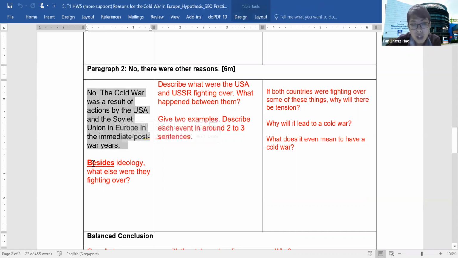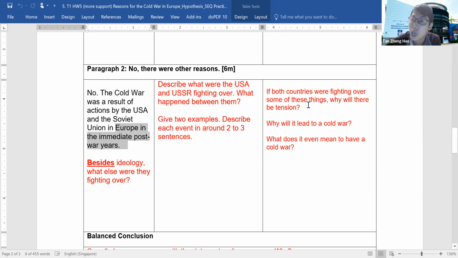So I want to add on a little bit. Besides fighting over the different ideology, were there other things they were fighting over? The USSR and USA, what were they fighting, especially in the immediate post-war years? At that point, maybe it was not so much about ideology, but they're fighting over things like territories. They're fighting over things like influence over the other countries. So all these things were what they fought over.